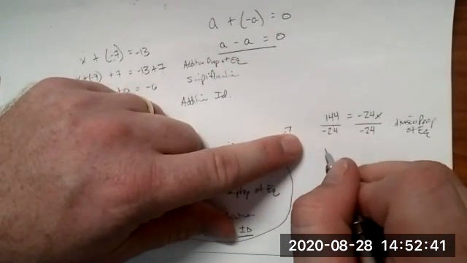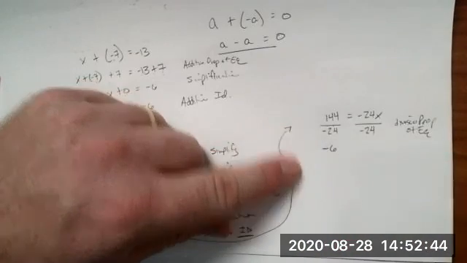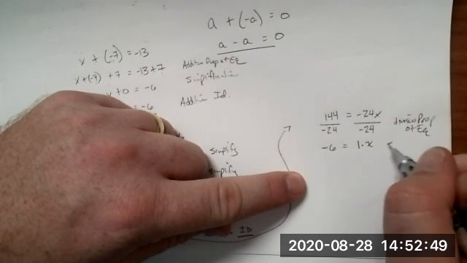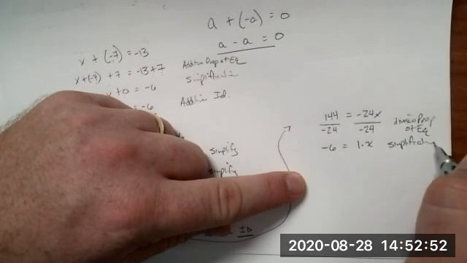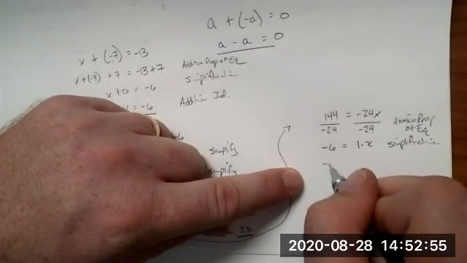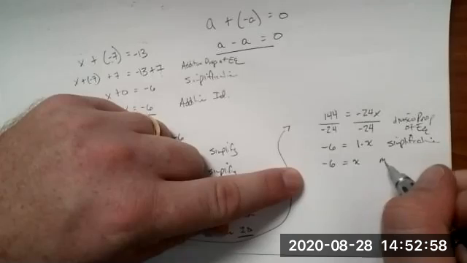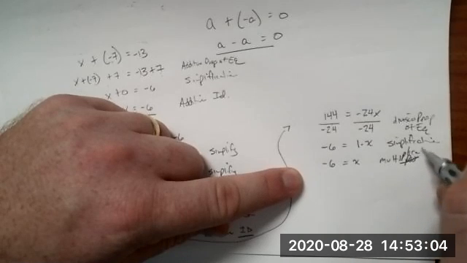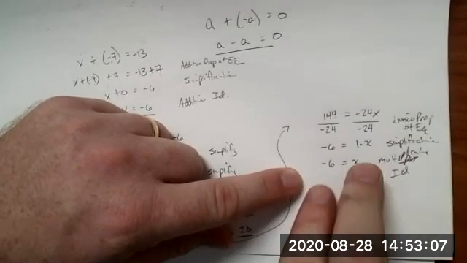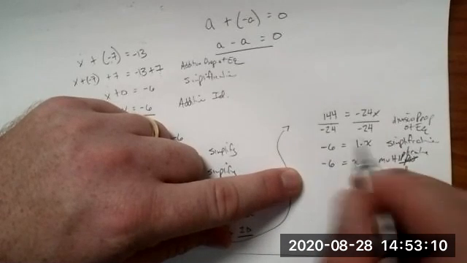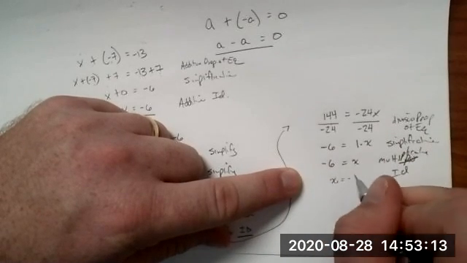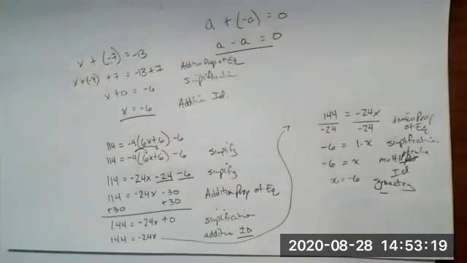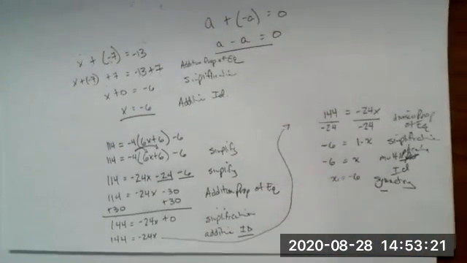144 divided by negative 24 is negative 6. Any number divided by itself is 1. All we had to do to get that next step, guys, is simplify. So now it's negative 6 equals x. That's the multiplicative identity. And then, guys, the last thing: if negative 6 equals x, then I know that x equals negative 6. And that's just the symmetry property. Okay, if two things are equal, then you can flip it across.